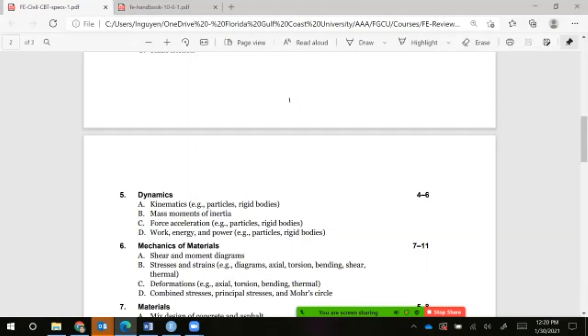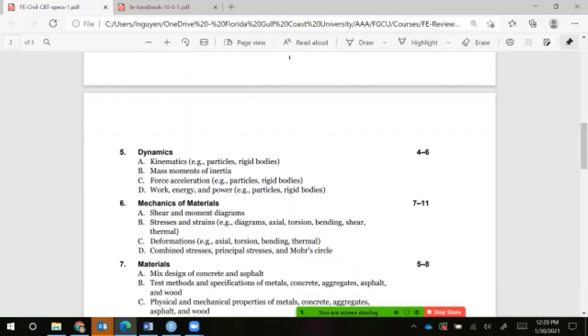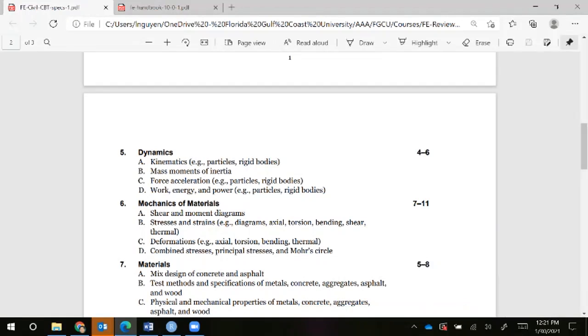Let's start today, review dynamics for civil engineering. And as you can see from the specification, the current specification for civil, for dynamics, talks about kinematics, mass moment of inertia, force acceleration, including particle and rigid bodies, and then work energy and power for both particle and rigid body. And of course, it's 4 to 6 questions out of 110 questions.